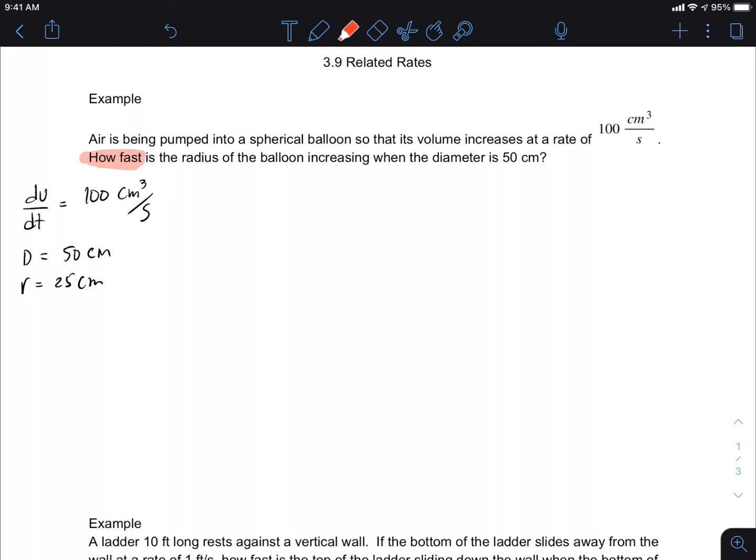Okay. So here comes the hard part. Do you guys know your formulas for volume of a sphere? Unfortunately, it's one that you've got to know. So the volume of a sphere is going to be 4/3 pi r cubed.